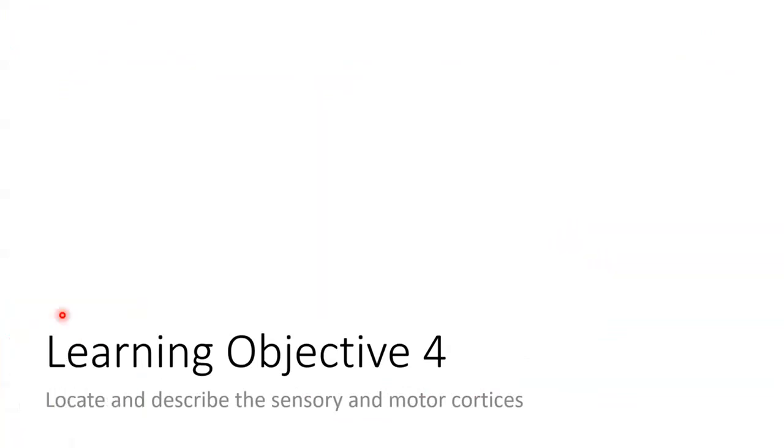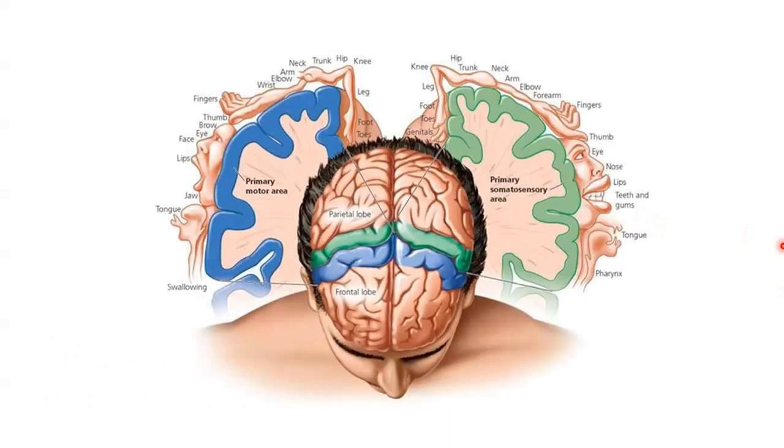Okay, so learning objective number 4 is now to locate and describe the sensory and the motor cortices. So this is an image looking down on the cerebrum. Here is our central sulcus, that shallow groove separating the frontal lobe from the parietal lobe. Immediately anterior to that central sulcus is what we call the precentral gyrus. So it's precentral because it's just prior to the central sulcus, and it's a gyrus because it's a fold or a ridge. So it's this section highlighted in blue.